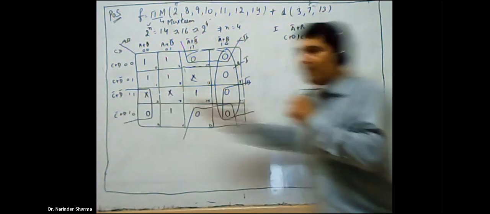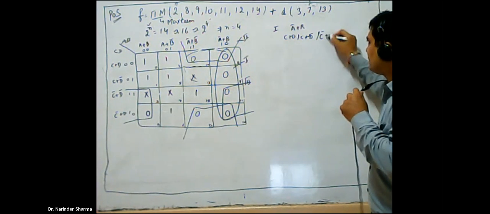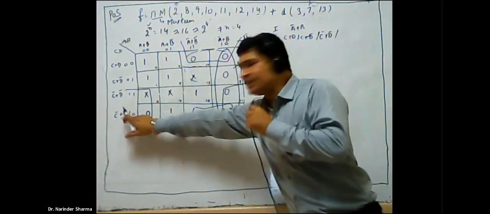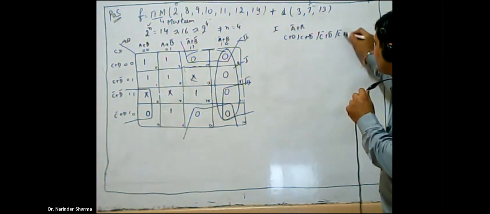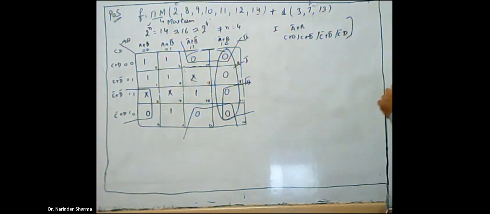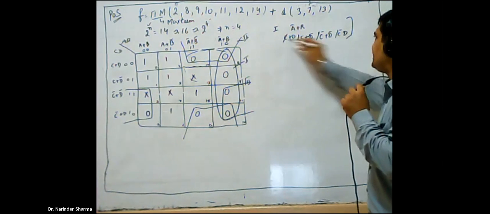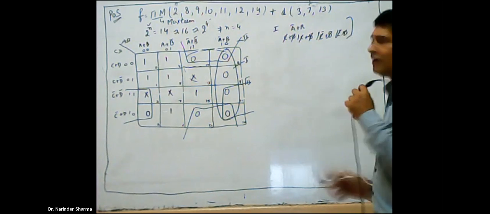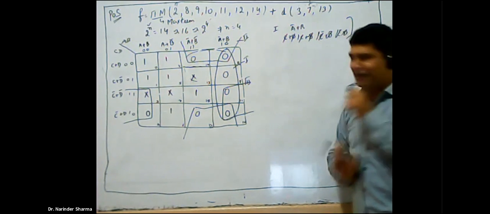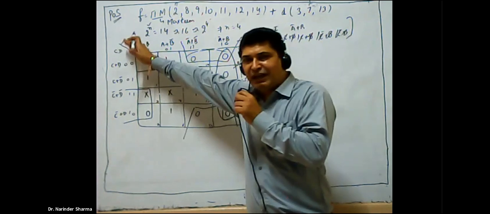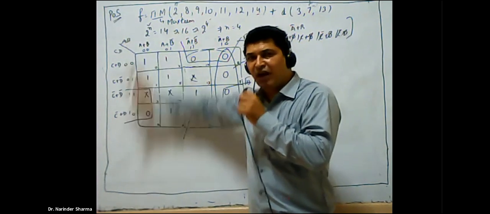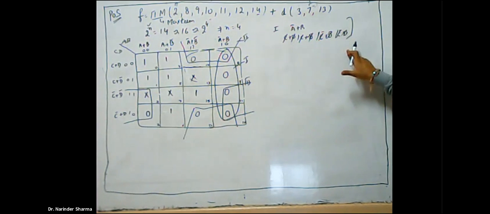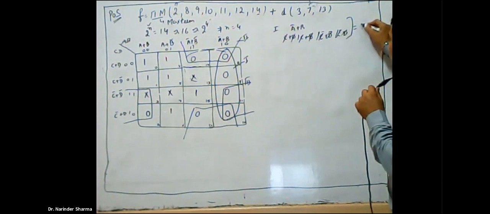Then C bar plus D bar, then C bar plus D. So whatever is different should be striked out. C, C bar, D, D bar. One thing you have to remember: when considering either horizontally or vertically, whatever changes gets eliminated. So here you will get its value A bar plus B.